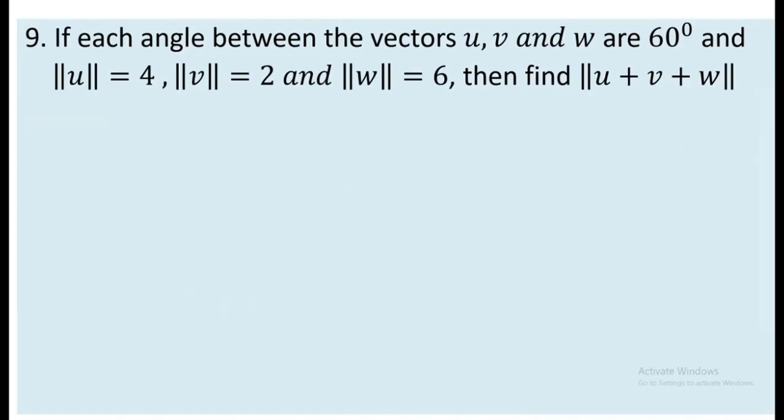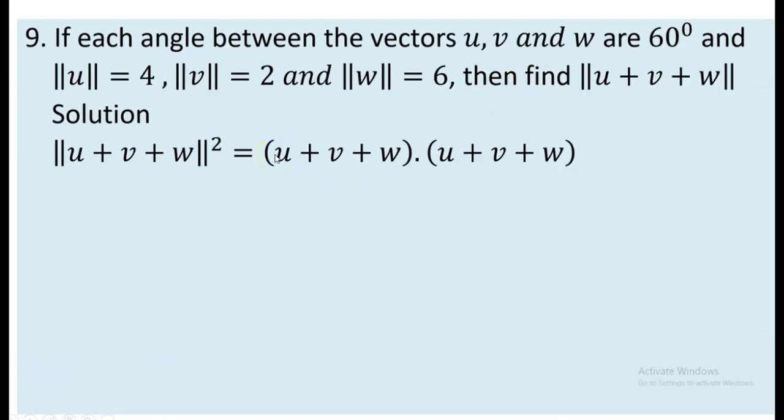Now comes question number 9. Suppose you are given 3 vectors u, v, and w, and assume that the angle between these 3 is 60 degrees. Now, what this is just to say is that the angle between u and v is 60, u and w is 60, v and w is also 60. So you are also given that norm of u is 4, norm of v is 2, and norm of w is 6. So you are asked now to find the norm of the sum of these 3 vectors.